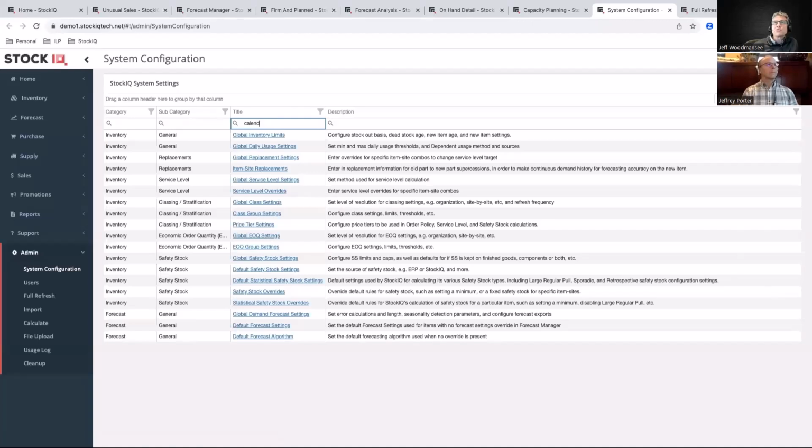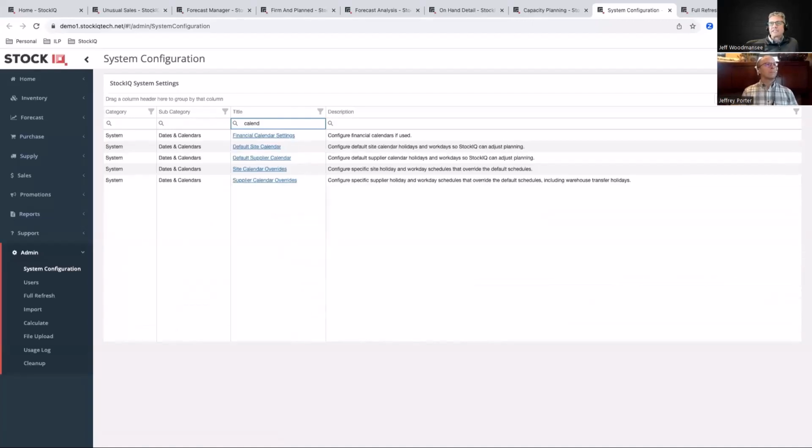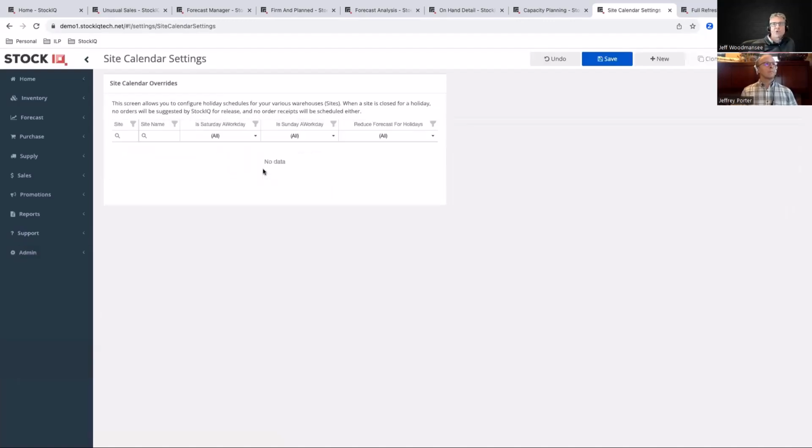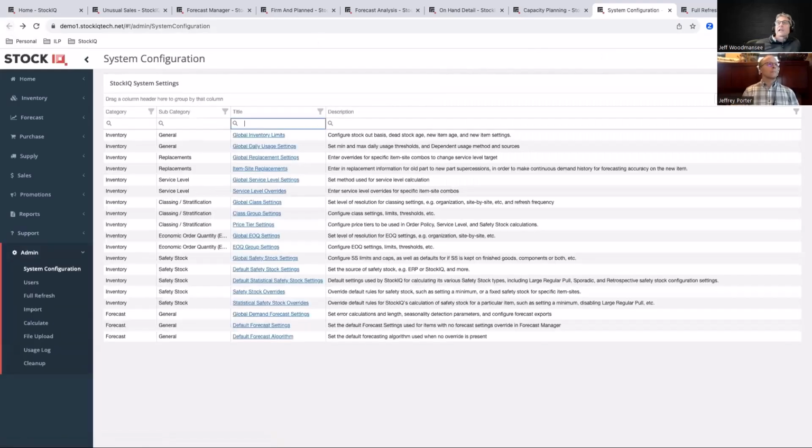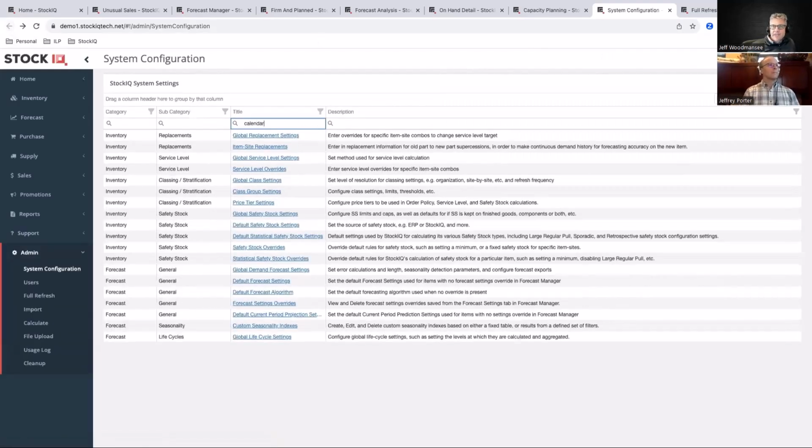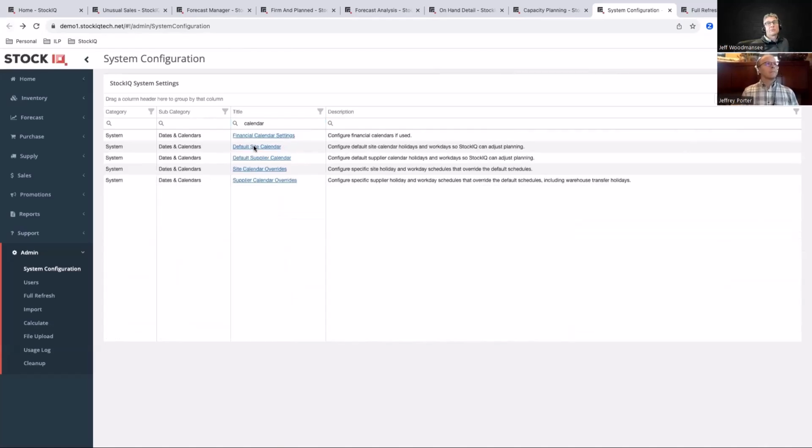StockIQ maintains 2 calendars. One is for each vendor. So if your vendor, the classic example is Chinese New Year, goes sort of dark for a period of time and they don't make something, we can account for that with that calendar. The other calendar is an internal one, for holidays and such, where you're not producing or you're not receiving anything. And if StockIQ has that data, then we can help you plan around that.